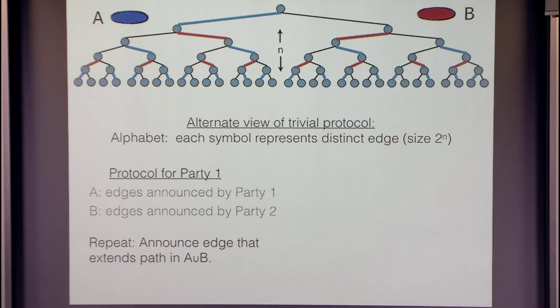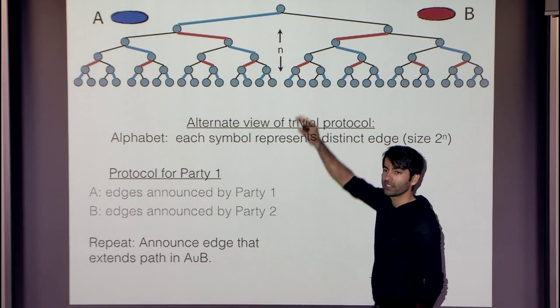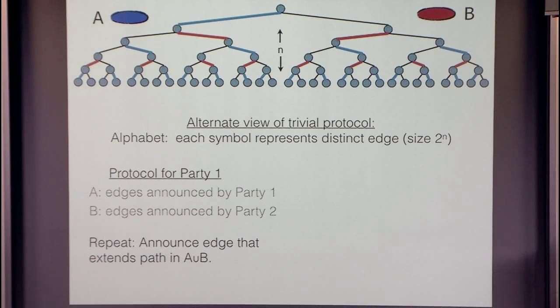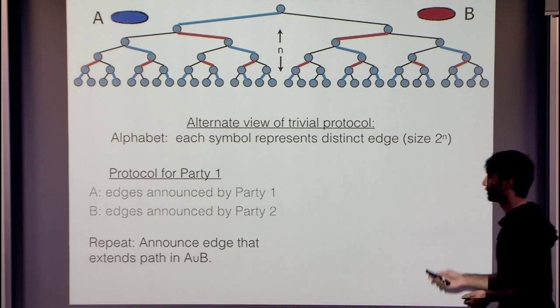So every alphabet symbol is now going to represent a distinct edge in this picture. Okay, a distinct edge of this tree. So that's a huge alphabet, size something like 2 to the n. And one way to view that protocol is you can view it like this.